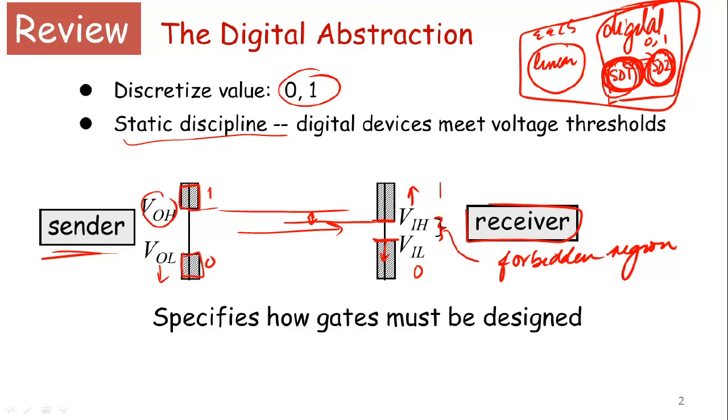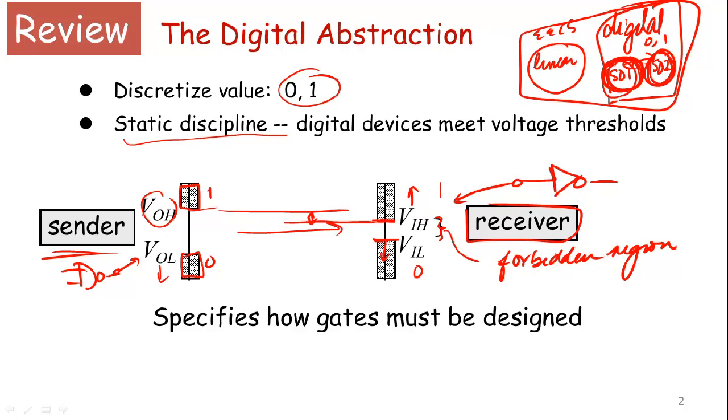So with the static discipline, I may have some gate, say for example a NAND gate, and so the outputs of the NAND gate would have to satisfy VOH and VOL. And similarly on the receive side, I may have some kind of an inverter, and the input of the inverter would have to satisfy the input voltage constraints.